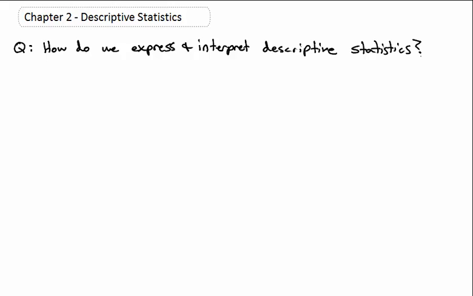And there are lots of different ways we can do that, and we're going to start going through different types of ways we can describe statistics. One of them is we can organize the data in what's called a stem plot, also known as a stem and leaf plot. Let me show you what I mean by that.